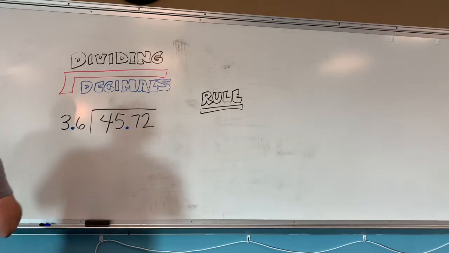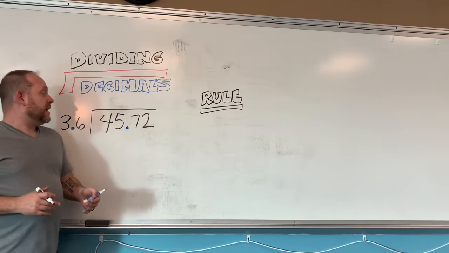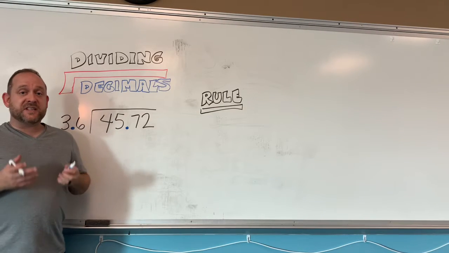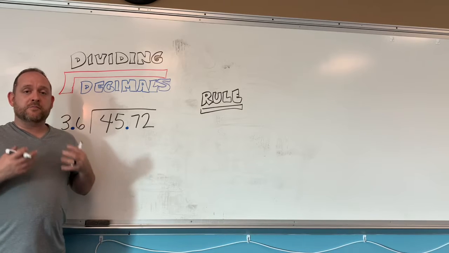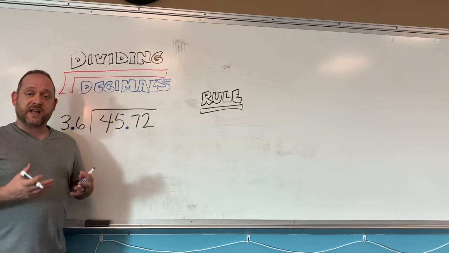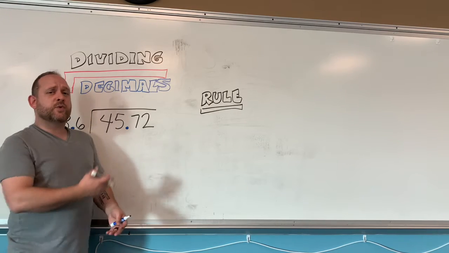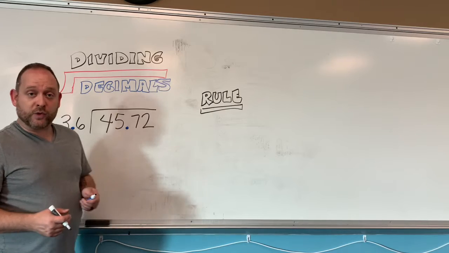All right, ladies and gentlemen, so today we're going to be dividing with decimals. Now, dividing with decimals is a little bit harder than multiplying with decimals, but it looks a lot like our standard algorithm. We just have to figure out what to do with our decimal point. So let's work through a problem and we'll figure out our rule here in just a second.